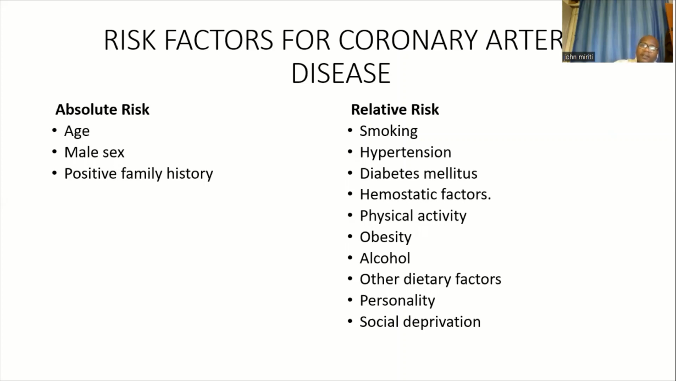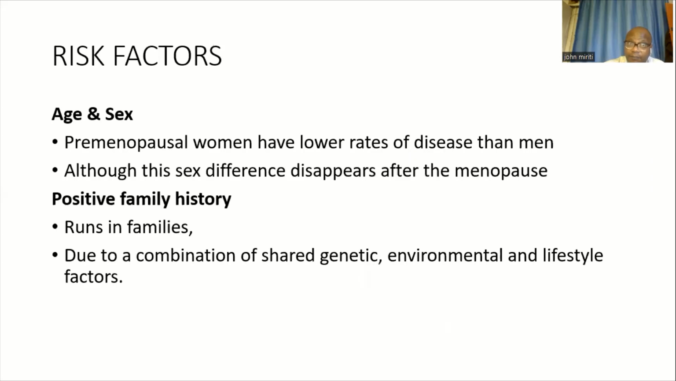So the other one is those relative risk factors. Those ones we call environmental factors, because you acquire them. You can change them in statistics. They are called modifiable risk factors or variables. For example, smoking, hypertension, and diabetes mellitus, hemostatic factors, physical activities, obesity, alcohol intake, and other dietary factors, personality, and social deprivation. Those are risk factors which you can modify.